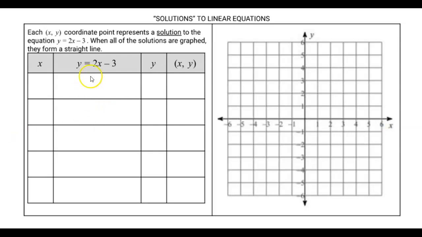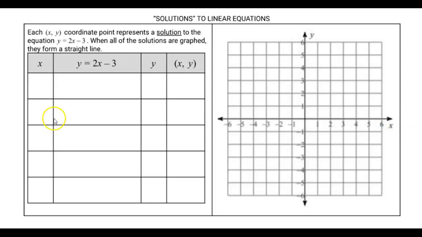So in this particular case, the equation is y equals 2x minus 3. What we're going to do is find solutions using those x values that we talked about in a previous lesson. We're going to find solutions for this equation and then graph those solutions on the graph. When we graph all of the solutions all at once, they form a straight line, and that line represents every single possible solution, not just the points that we graphed, but solutions in between, solutions outside of that, etc.